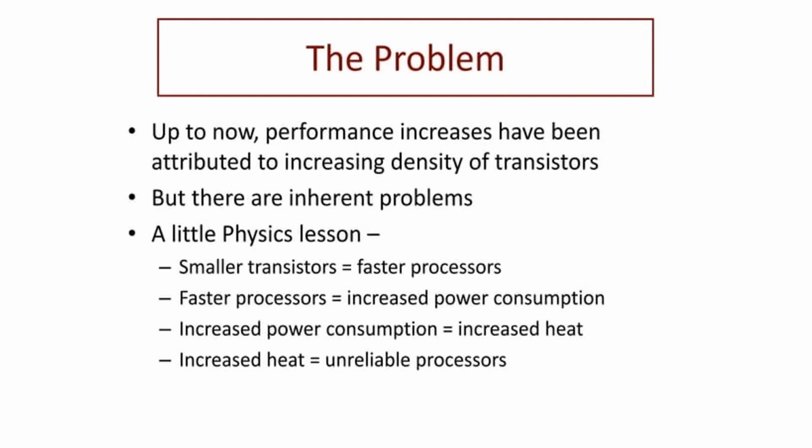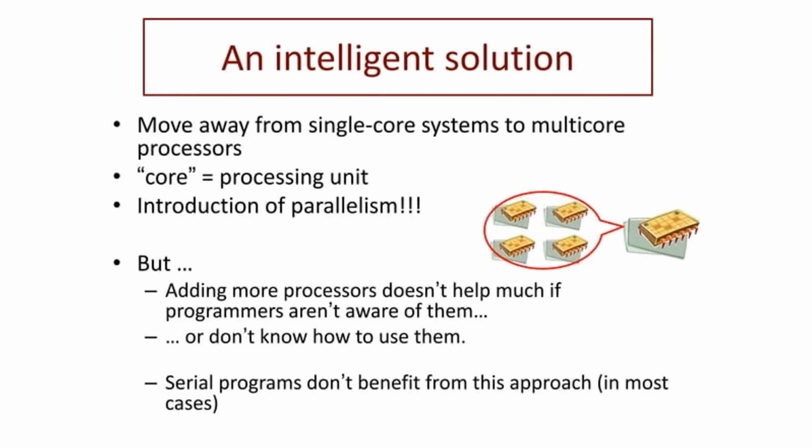A little physics lesson. Smaller transistors equal faster processors. Faster processors equal increased power consumption. Increased power consumption equals increased heat, and increased heat equals unreliable processors. An intelligent solution: move away from single core systems to multi-core processors.